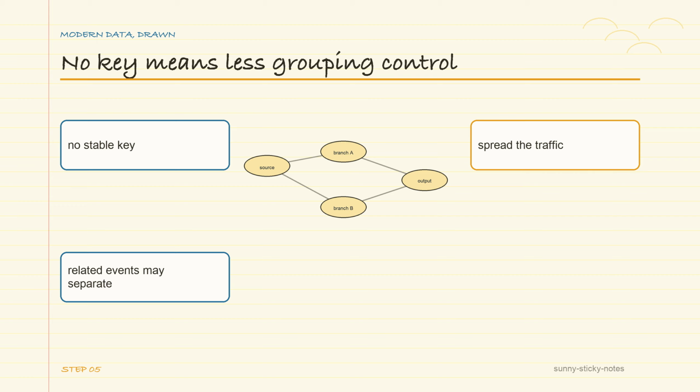Let us slow that down and make it concrete. Read the drawing from one idea to the next. No stable key, then spread the traffic, then related events may separate.